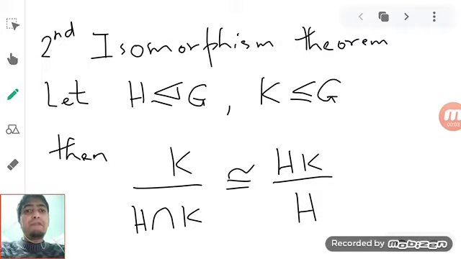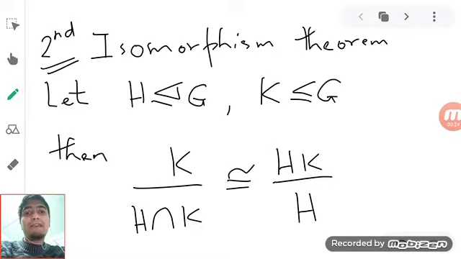Hello, so today we will learn about the second isomorphism theorem. Before doing this, you will notice that we have put the number second over here. And the last theorem that we did, that is the fundamental theorem of group homomorphism, we will call that one the first isomorphism theorem.